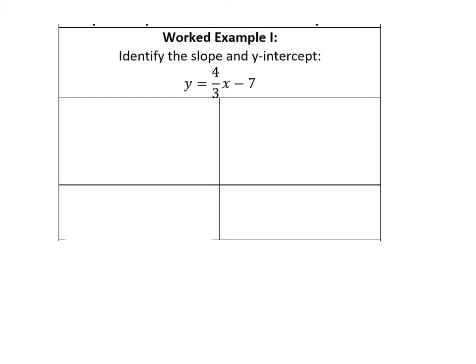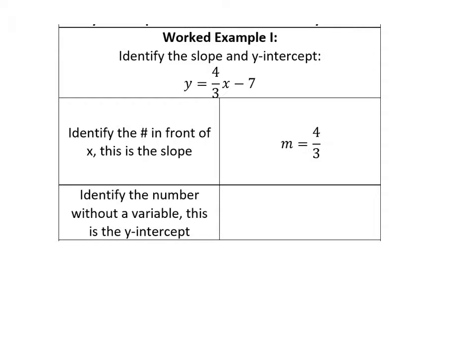Now we've got some worked examples. Identify the slope and y-intercept. Well, it's in y equals mx plus b format. So identify the number in front of x. This is the slope. So our slope is 4/3. Identify the number without a variable. This is our y-intercept, and that would be -7. Notice how I wrote this as an ordered pair, 0 for the x and -7 for the y value.